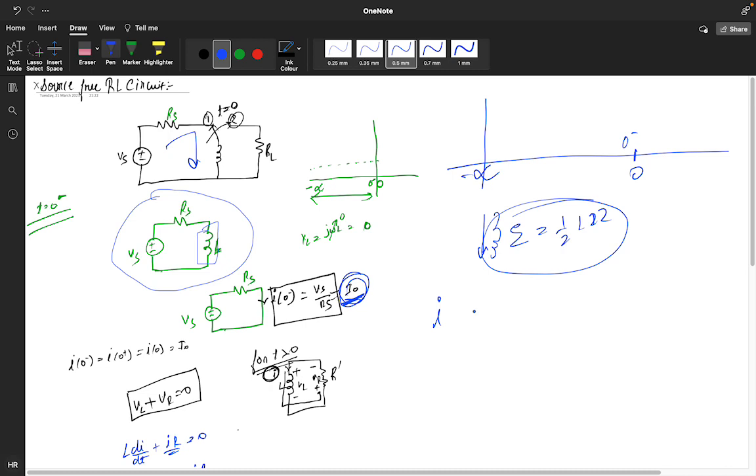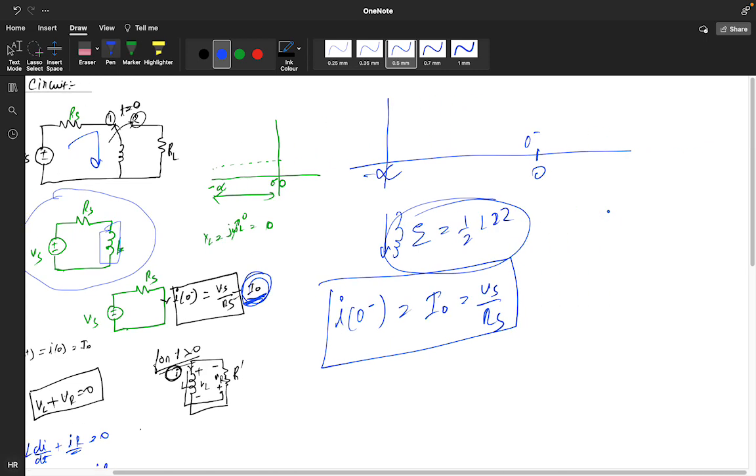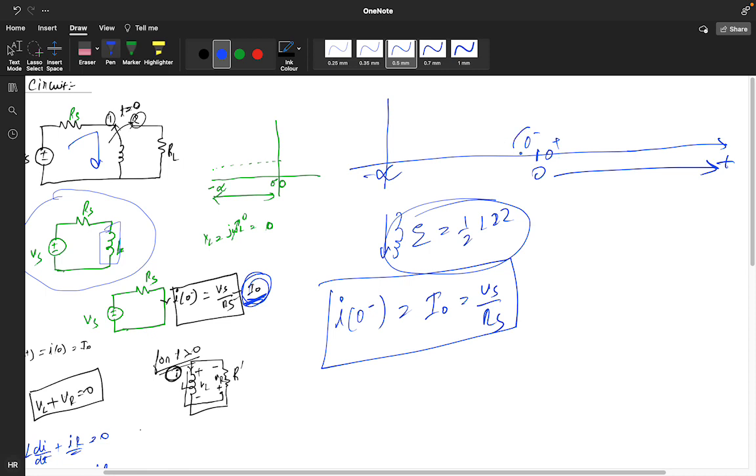So before closing the switch, when the switch was at one position that we are calling 0 minus, I of 0 minus was having a current I naught, and that value was Vs by Rs. Now I want the value of the current from 0 plus to t seconds. So we know that at 0 minus, 0 plus and 0, the inductor current will remain the same. I of 0 minus is equal to I of 0 plus is equal to I of 0. Okay. And what is the inductor current? Always take it like this.